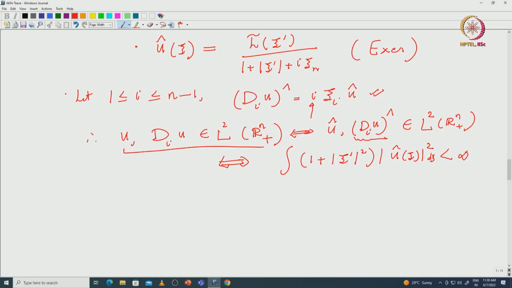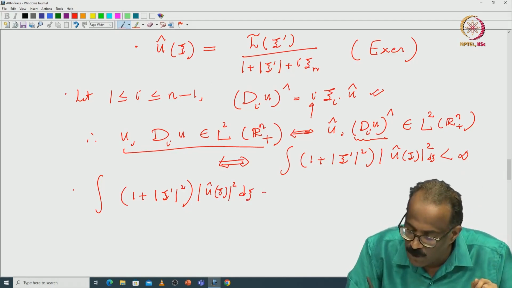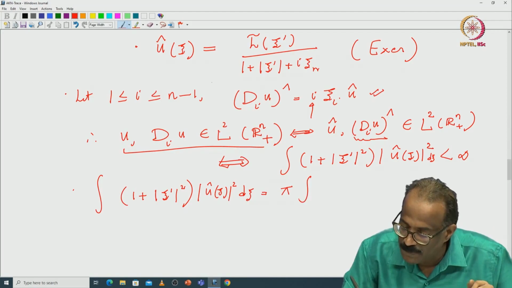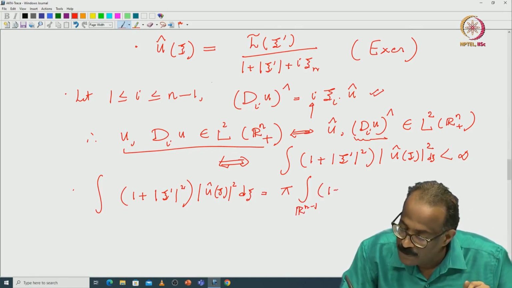You want to show that u is in H1 of R^n plus, and this is easy. So, you compute this one: the integral of 1 plus mod psi prime squared, times u hat of psi squared, d psi, is equal to some constant. I think the constant is pi.